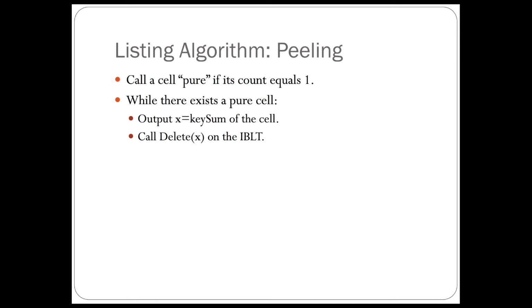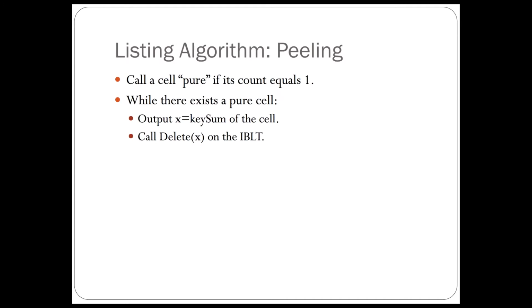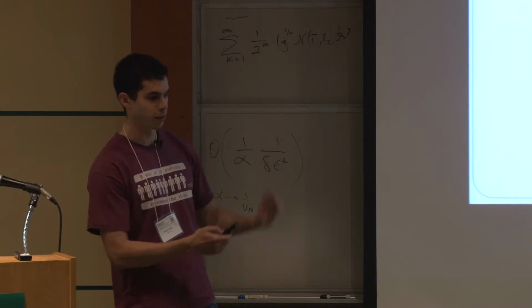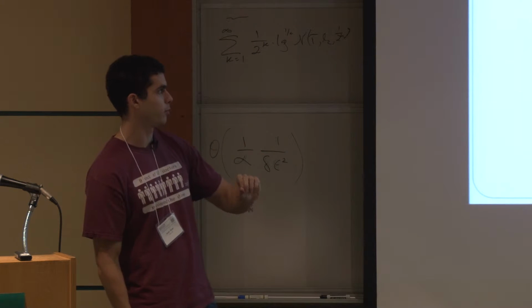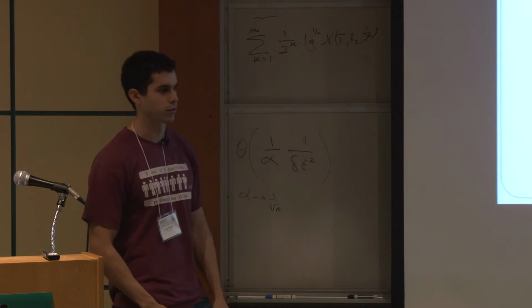All right, so how do you do the listing when it's time to list everything stored in the IBLT? Call a cell pure if its count equals 1, which means it's storing a single item. If it is pure, then that identifier is just living in the keysum field. So if you find a pure cell, return the keysum field, and then delete the item from all of the other cells it lives in, and just iterate. This is really just peeling. Every time you find a pure cell and you delete the item it contains, you might create new pure cells, and you can just continue.